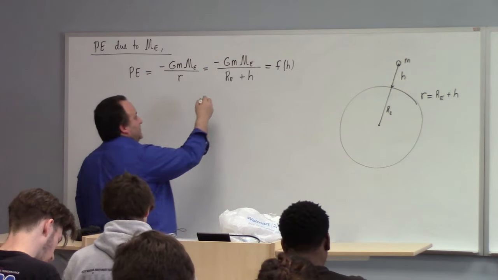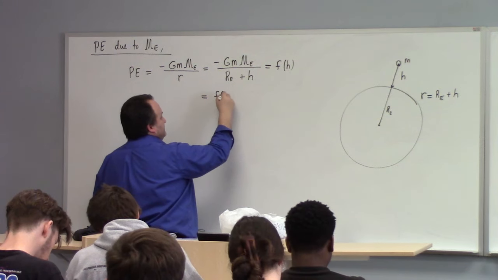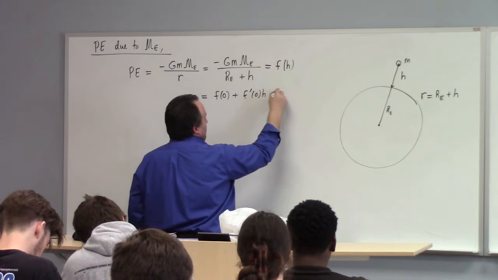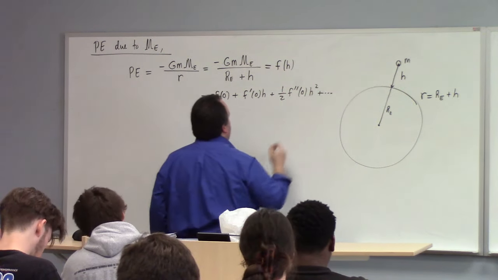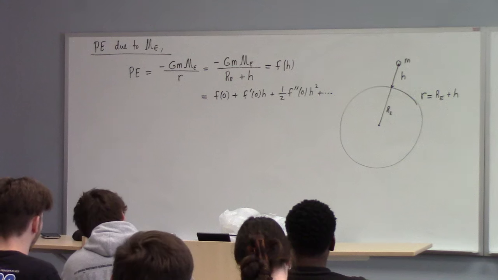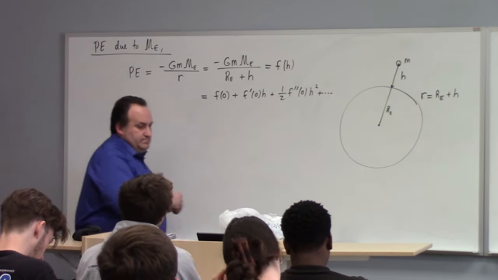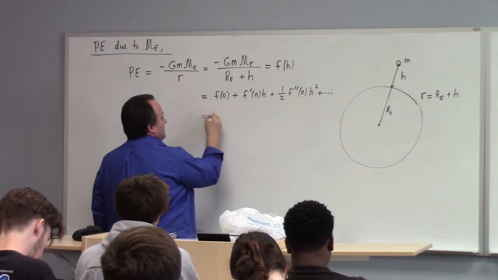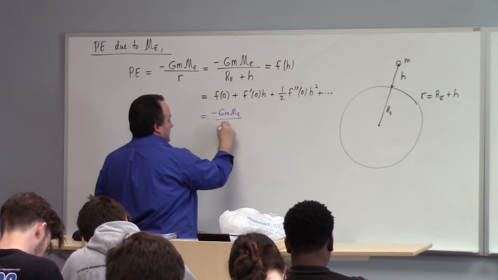You guys have had calculus for a little bit, so you should know that we can expand that as f of 0 plus f prime of 0 times h plus 1 half f double prime of 0 times h squared plus dot dot dot. That's the Taylor series for the potential energy expanded in altitude. Now, f of 0 is what? f of 0 here would just be minus GM, mass of the Earth, divided by the radius of the Earth. That's just a constant, right?